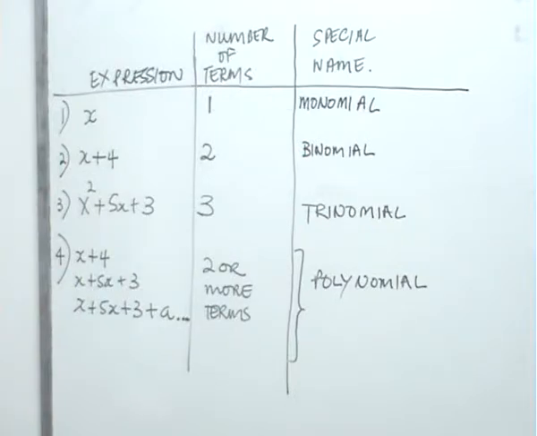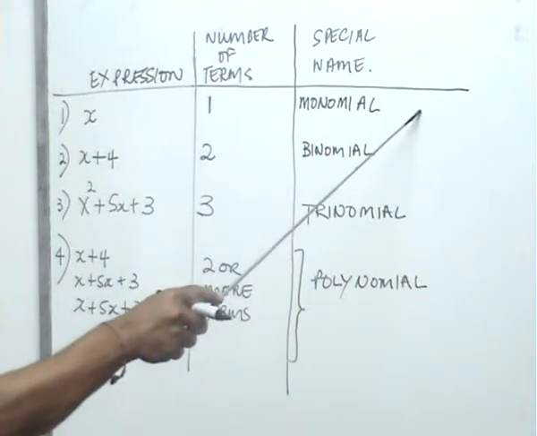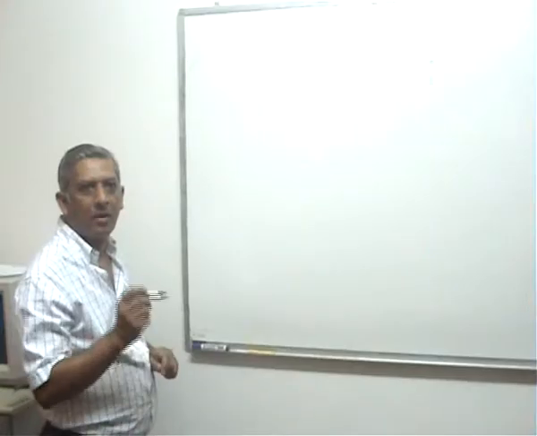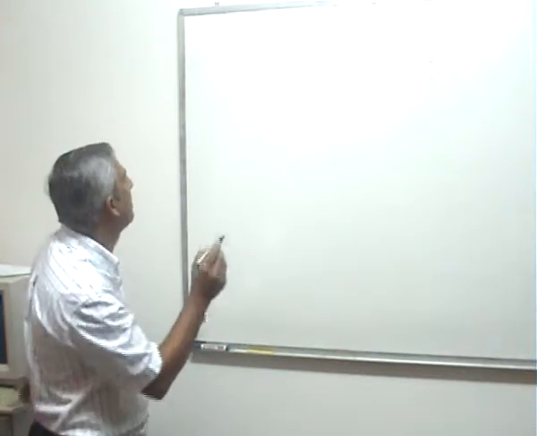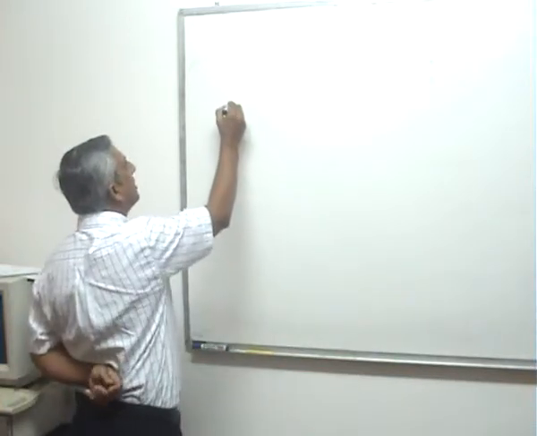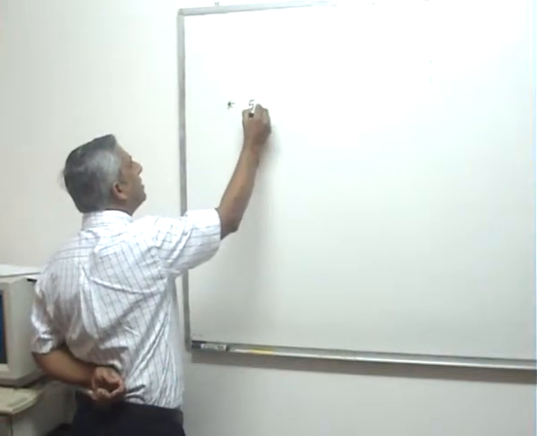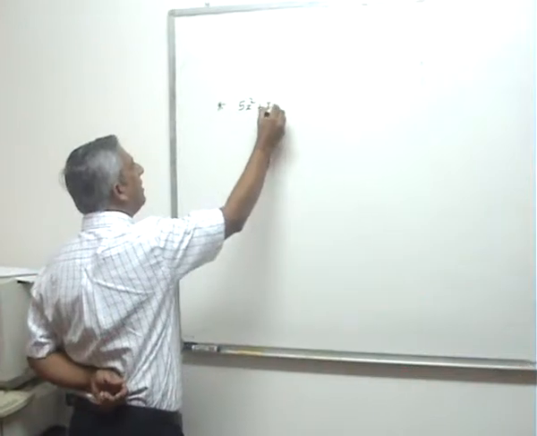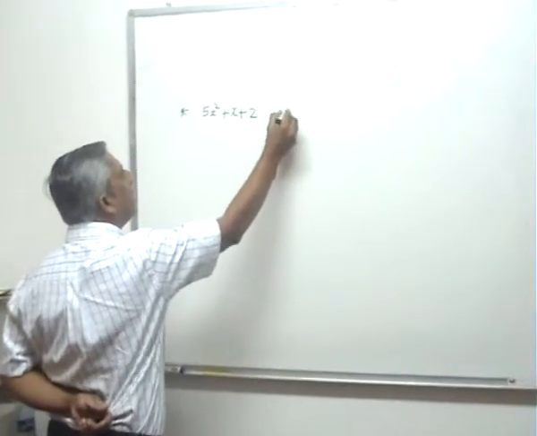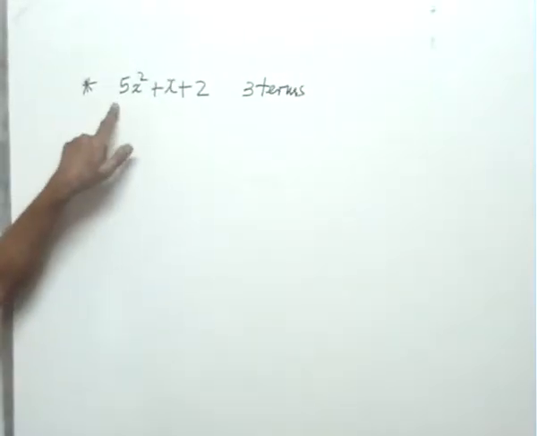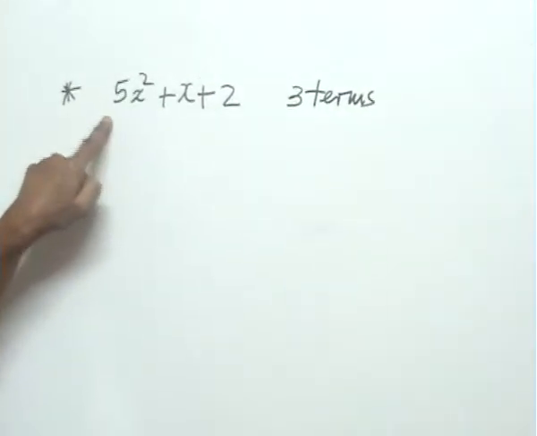So you will get an exercise where there will be a number of expressions. You will be required to count up the number of terms and you will be required to give us the names. So let's do a little exercise. Now, just before you do the exercise, you need to be very clear in your mind about a few things. You see, in an example like this, there is no problem. You can see clearly that there are 3 terms. And therefore, this will be a trinomial.